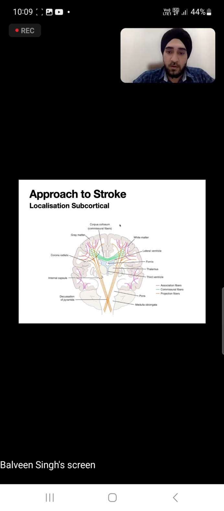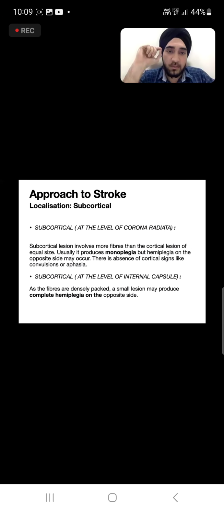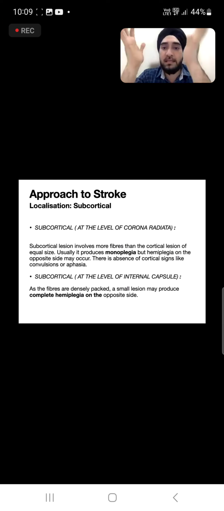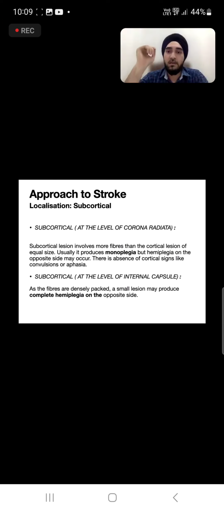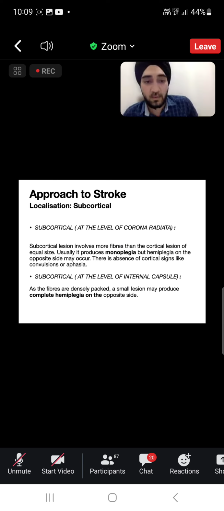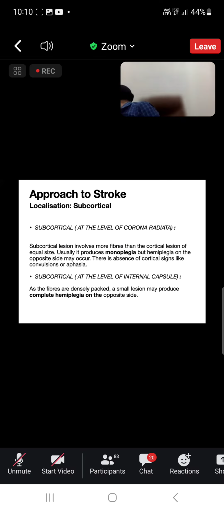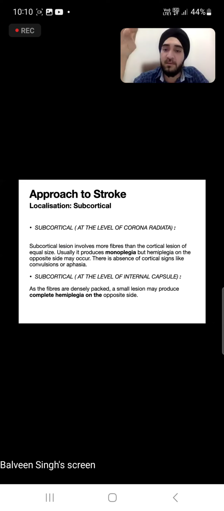Right, so we talked about the cortex and the subcortical structures. Now, when I talk about the subcortical structures, I told you we can further classify them at the level of the corona radiata. The corona radiata was nothing but the initial assembly of the fibers which were descending. The subcortical lesions involve more fibers than cortical lesions of equal size. Say, for example, if the lesion is of equal size, the subcortical lesion involves more fibers. Always try to remember our example of 50 fibers. If you have 50 fibers, in the cortical stroke, 5 fibers will be involved.